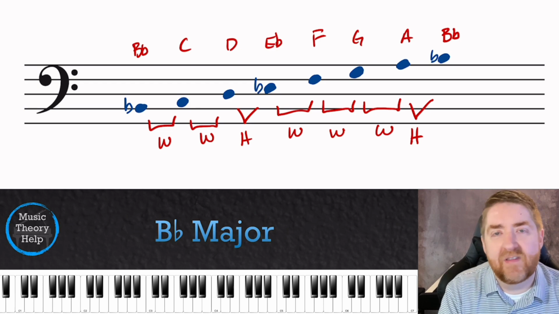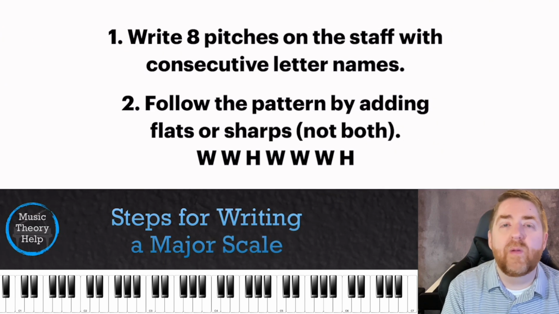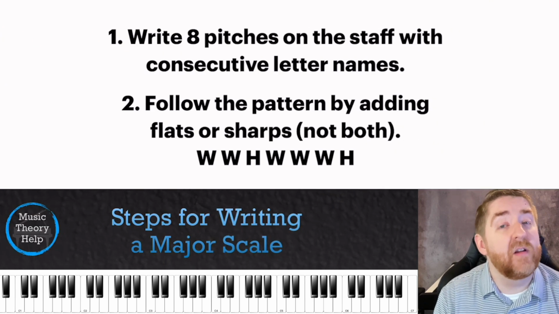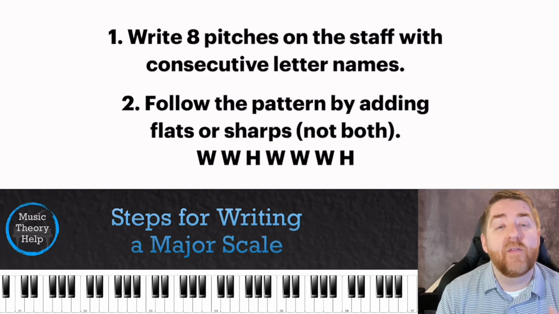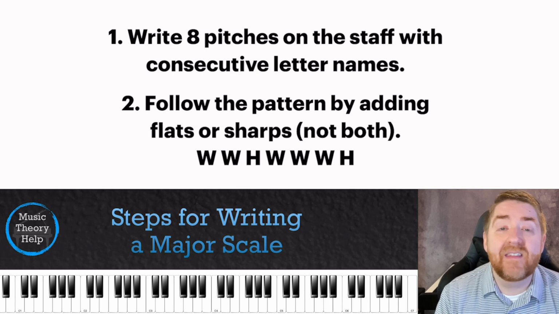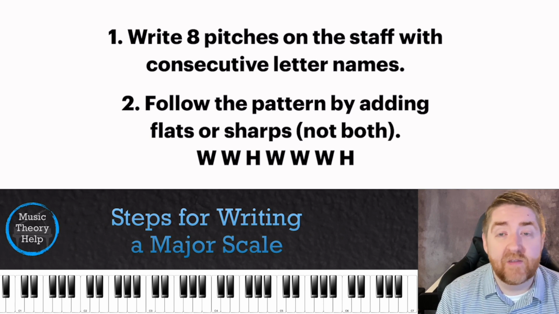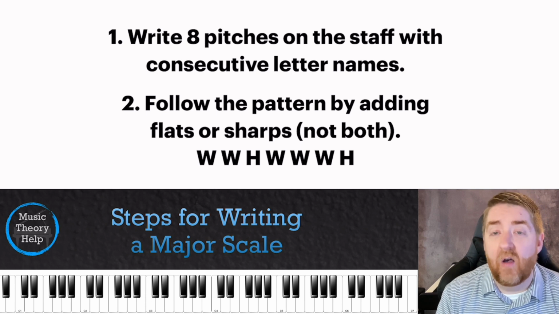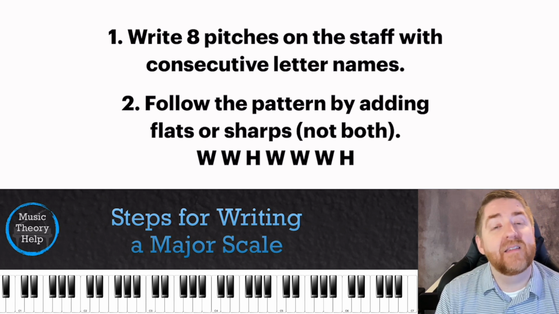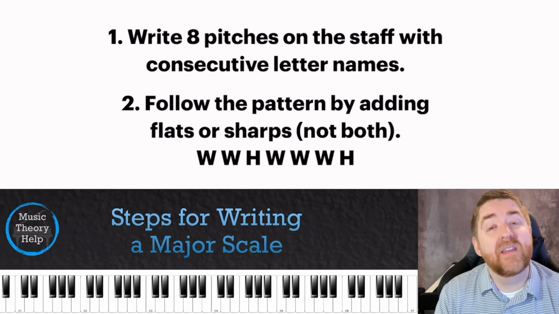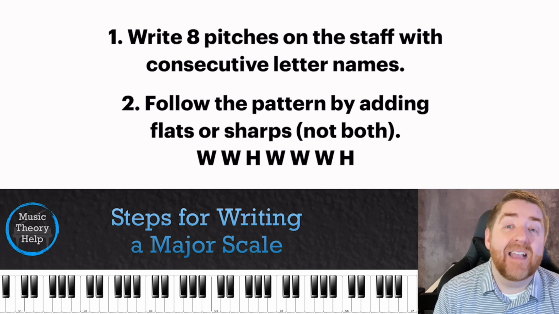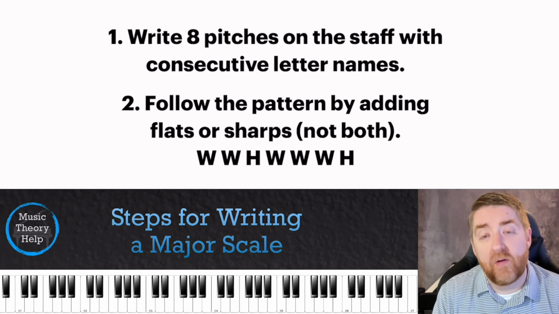We can observe those things, but how do we write a scale when we need to do it ourselves? Here is a two-step process. The first step, write 8 pitches on the staff with consecutive letter names. We'll begin and end on the same pitch. And the second step, follow the pattern of whole steps and half steps by adding flats or sharps, not both.